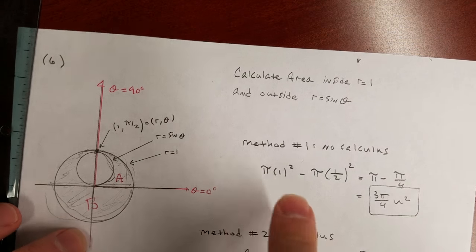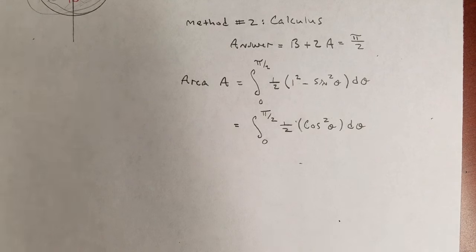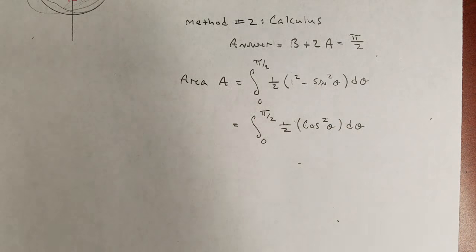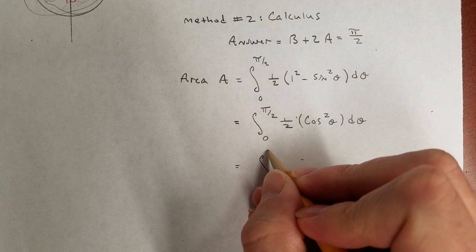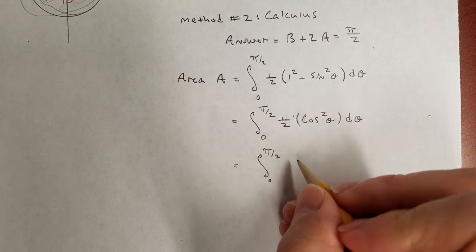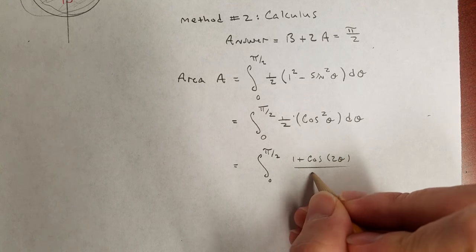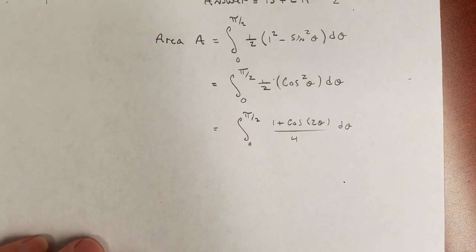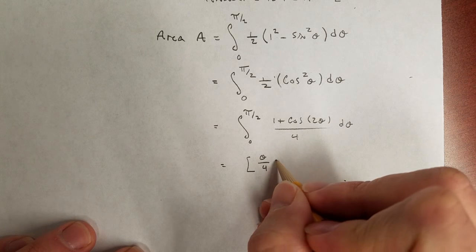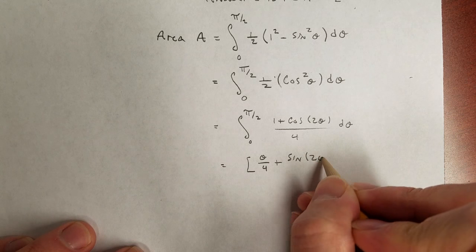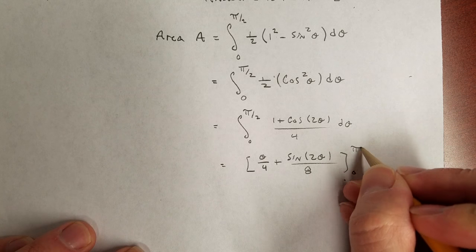Well, the easiest way to do it would be like that. But let's say that we're using calculus, just to practice it, because that might be how we end up doing it. Alright, so I'm going to say 1 minus sine squared, that's cosine squared. And then, as I have done in a problem previously in this video, that's going to be 1 plus cosine 2 theta over 4. And I'm going to have the antiderivative of theta over 4 plus sine 2 theta over 8 from 0 to pi over 2.